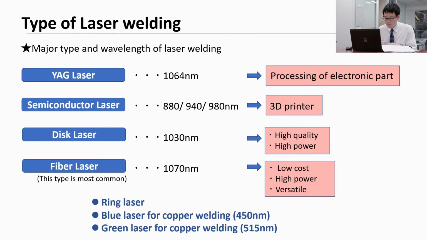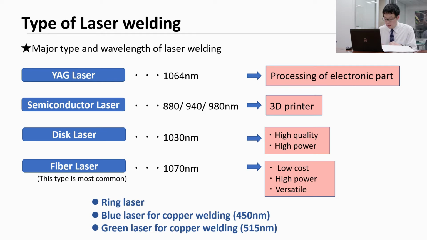This is the main type of wavelengths of laser welding. About YAG laser, the wavelength is 1064 nanometer. This laser is usually used for processing of electronic parts. About semiconductor laser, the wavelengths are 818, 940, and 980 nanometer. This laser is usually used for 3D printer.